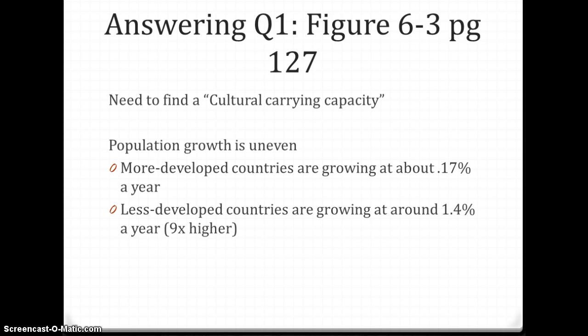So scientists have suggested that we find a cultural carrying capacity instead, where it's something that is a self-imposed limit, where we realize, okay, our human population growth needs to be at this certain level so that we can coexist with the world and yet still have a good standard of living for every human being that is on the planet.